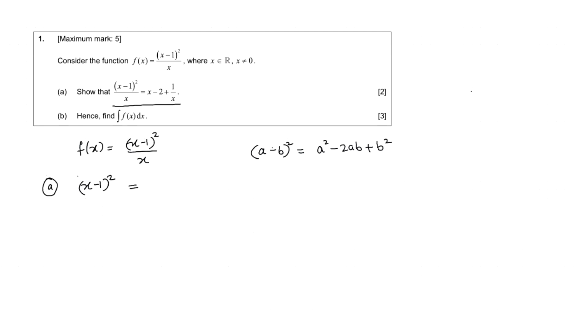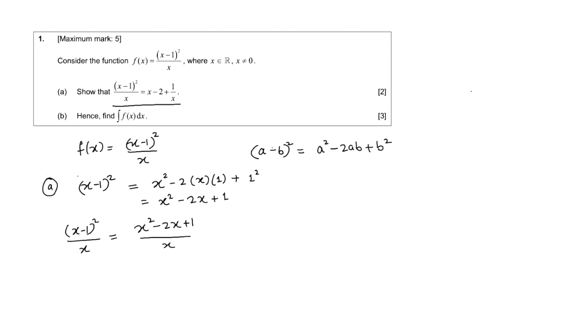So x² - 2 times x times 1 + 1², which is x² - 2x + 1. And then to expand (x - 1)² / x, it will be (x² - 2x + 1) / x, which is x²/x - 2x/x + 1/x, which is basically x - 2 + 1/x. That's what we need to show.